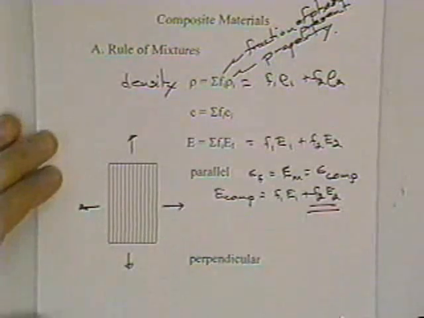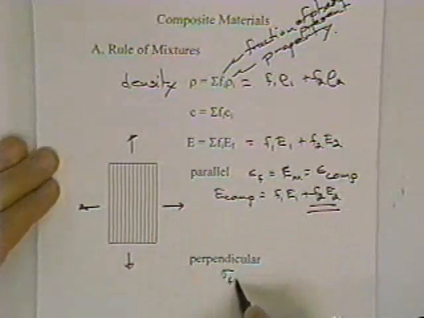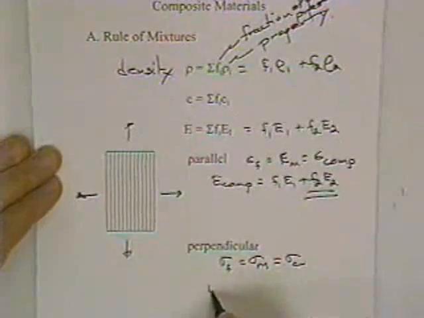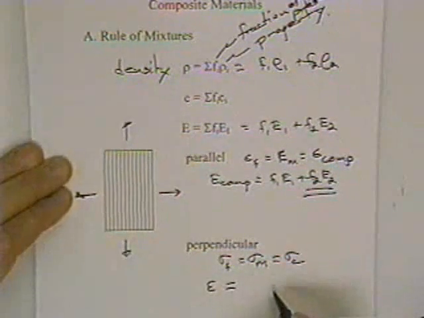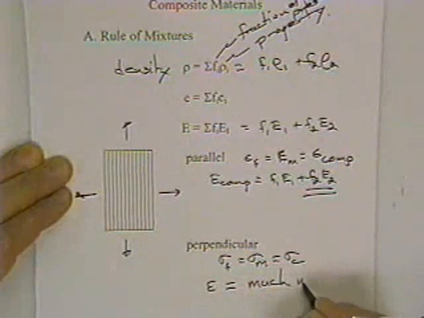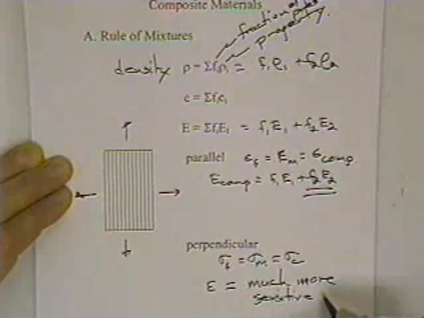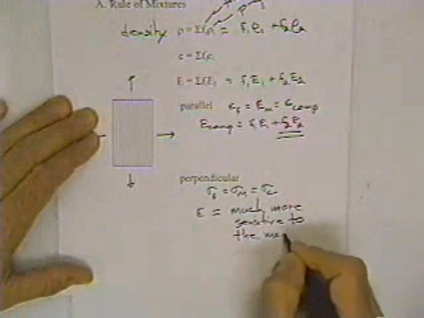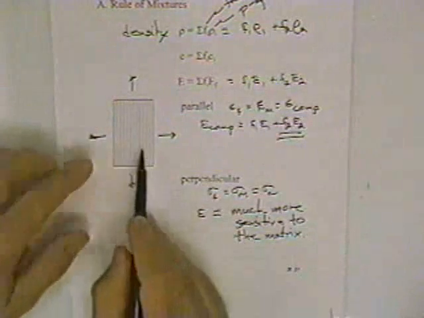But now what happens if we take a look at it perpendicular, and what's the modulus going to be? Well, the strain's not going to be constant. In this case, the stress in the fiber is equal to the stress in the matrix is equal to the stress on the composite. If you work through the modulus in that way, we'll find that the modulus is much more sensitive to the matrix.